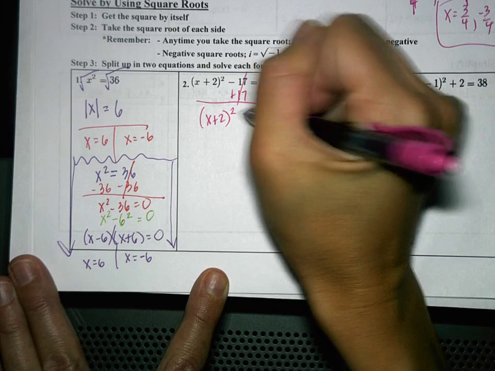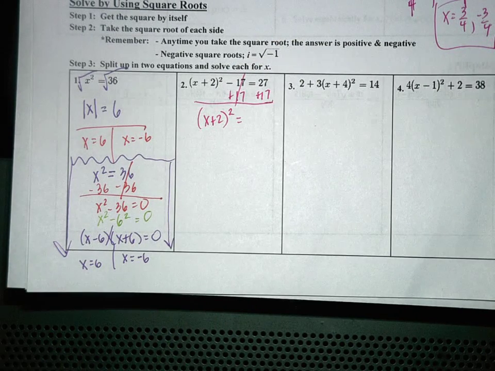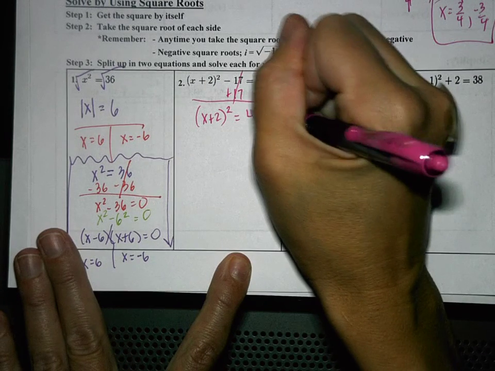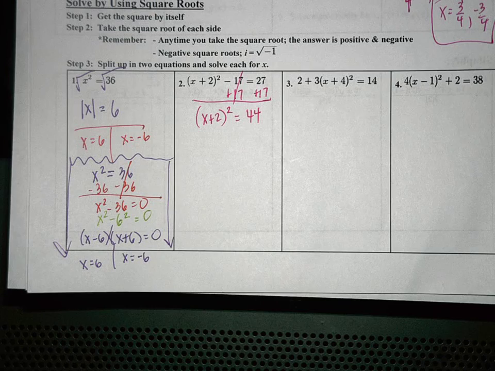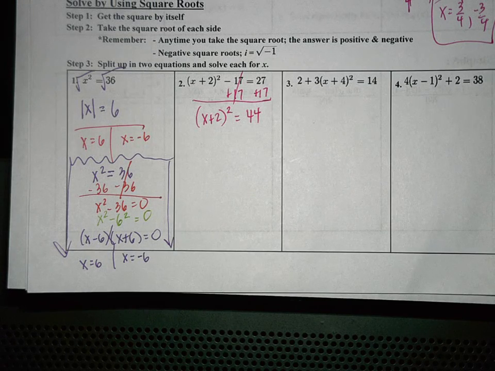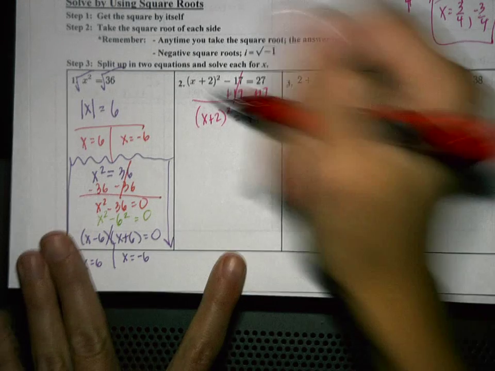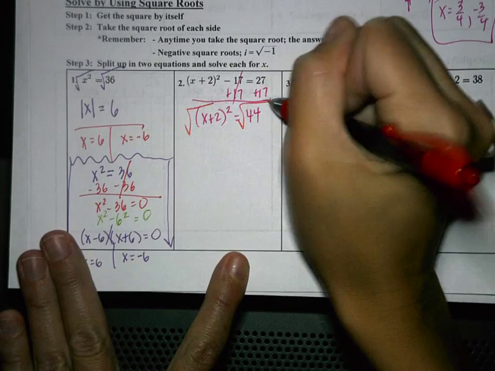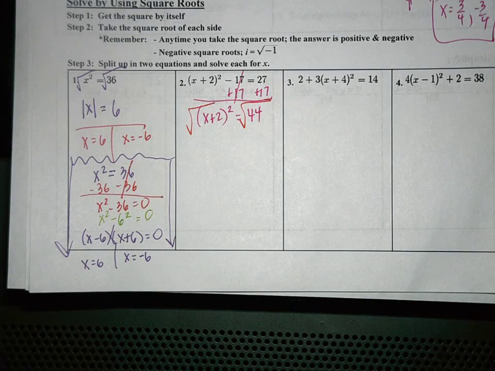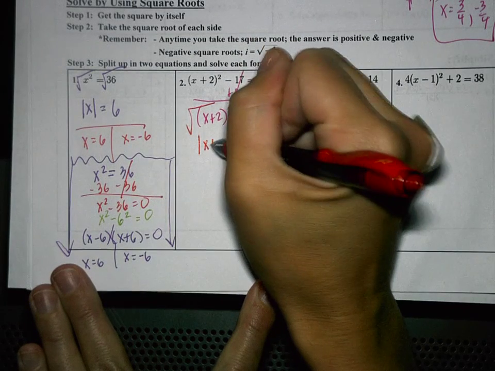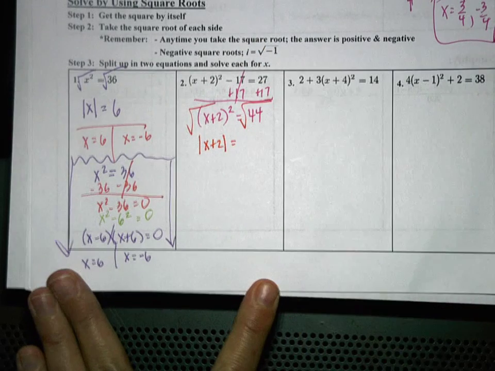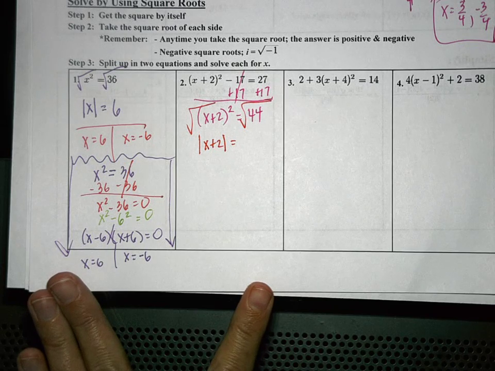X plus 2 squared equals, and 27 plus 17 is? 44. Very good. Okay? Is the square by itself? Yes. So what am I going to do? Square root of both sides. So when we're taking the square root, the side with the x on it, it's going to be absolute value. Okay? So absolute value of x plus 2 equals the square root of 44.